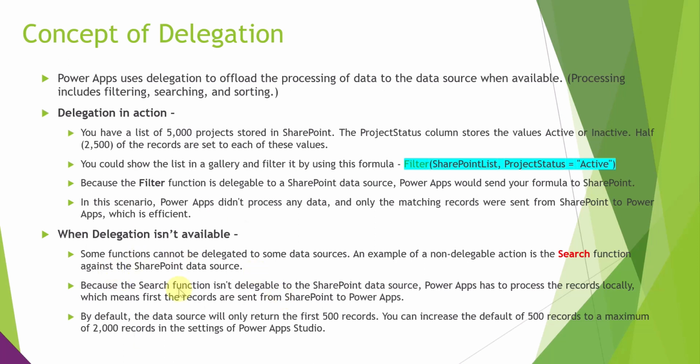In this case, what happens? The data source, which is SharePoint in this case, can only return the first 500 records. You can definitely increase this limit from 500 to a maximum of 2000 records in the Power Apps Studio settings. But again, I will not recommend it. This is not a recommended way because this will definitely impact the performance of your app.